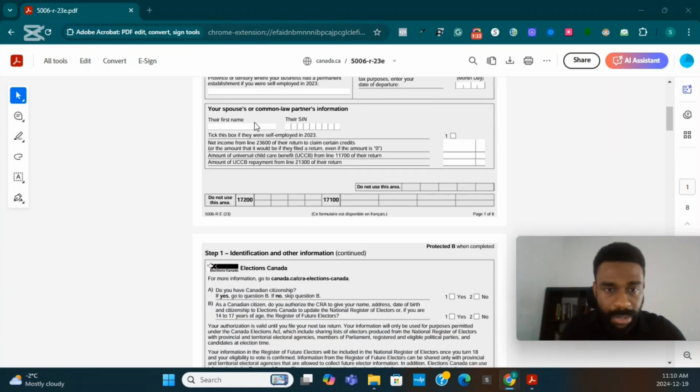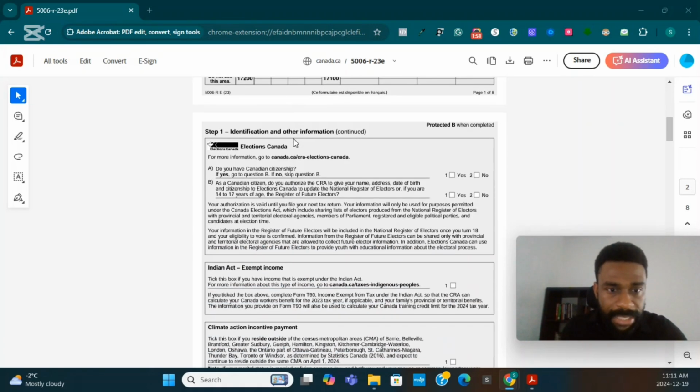Then if you have a spouse or a common law partner, you have to put the information here as well. And I would say that you should not be scared of putting information here, because the CRA needs to tie this to your SIN, which is what the CRA ties to every individual that is a resident of Canada. So you have to put your full information here. And so let's go down here.